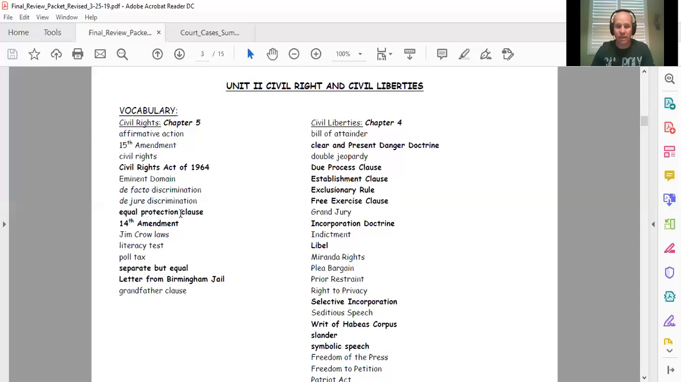So I would draw a line from the Equal Protection Clause over to this thing called the Incorporation Doctrine and back over to the 14th Amendment. Because what is the Incorporation Doctrine? The Incorporation Doctrine is applying the Bill of Rights to the states. Remember, the Bill of Rights originally only applied to the federal government, not the state government.